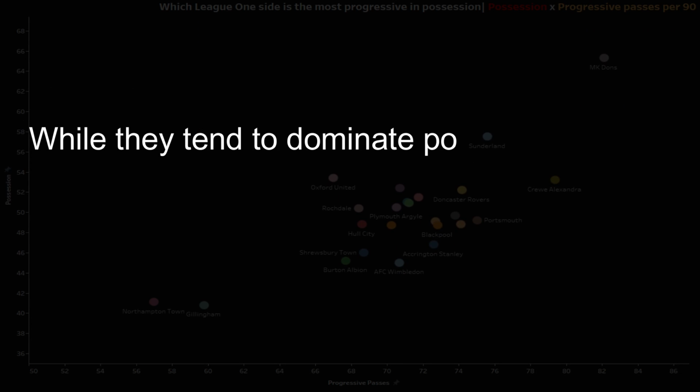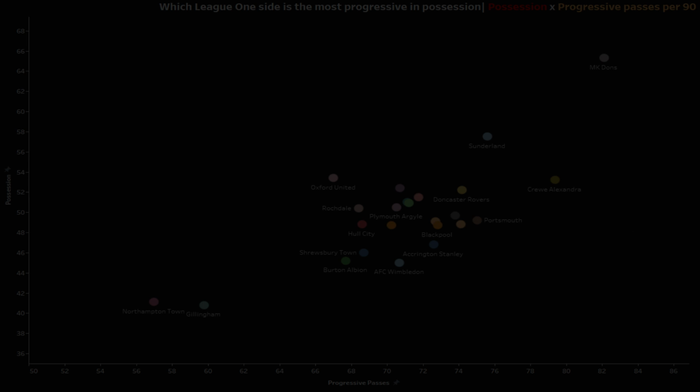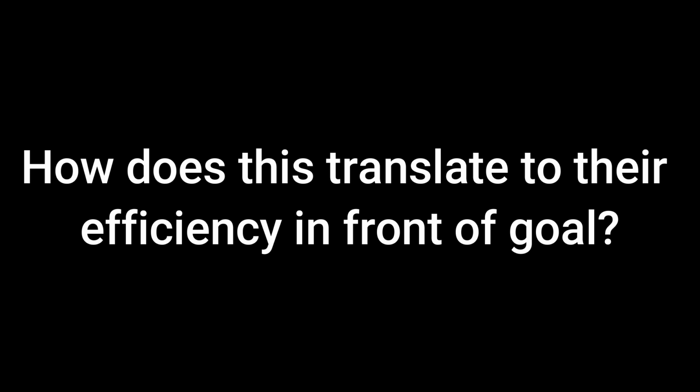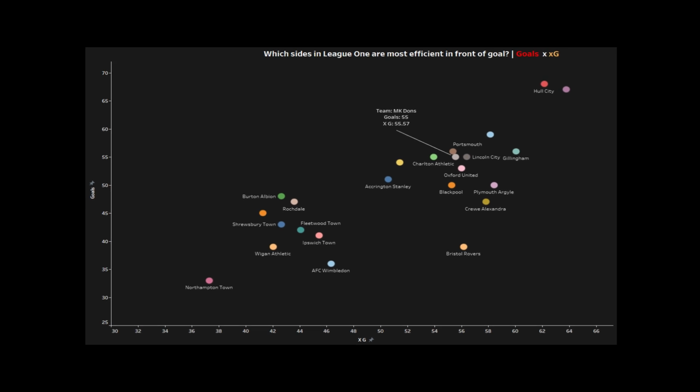While they tend to dominate possession within their matches, the emphasis is very much on the importance of possession with a purpose. They look to penetrate through the opposition penalty area as often and quickly as possible. How does this translate to their efficiency in front of goal? In this plot, we are looking at each team's goals scored compared to the expected goals. As you can see, while MK Dons are no longer the outlier they were on the previous chart, they are still very much in the pack of teams that are competing in the top half of the table. They have scored 55 league goals this season from an expected goals of 55.57. In other words, they are scoring at almost exactly the rate that would be expected of them.